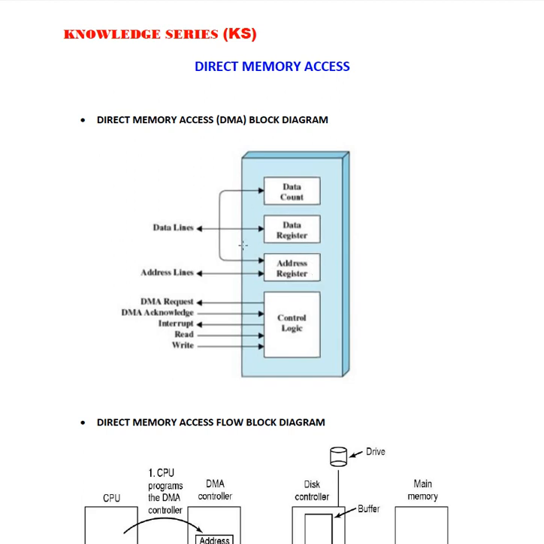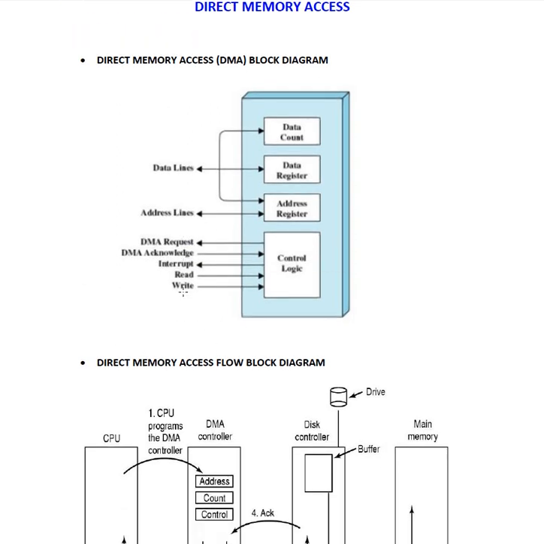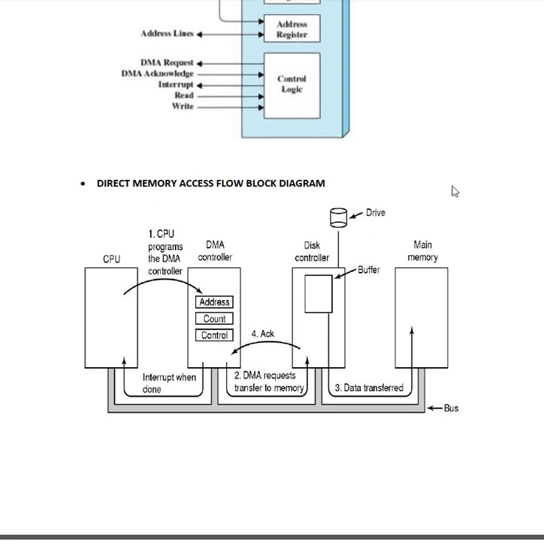The data lines and address lines, which were initially handled by the CPU, are handled by the DMA, so control of these lines has been given to the DMA to carry out that access. And there is the control logic: DMA request, DMA acknowledge, interrupt, and read and write. All this control logic is a part of the DMA. So there are 4 blocks that have been put across.